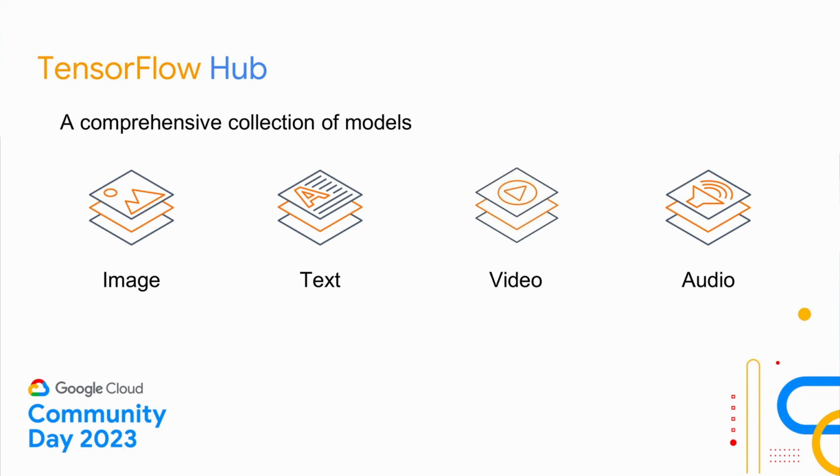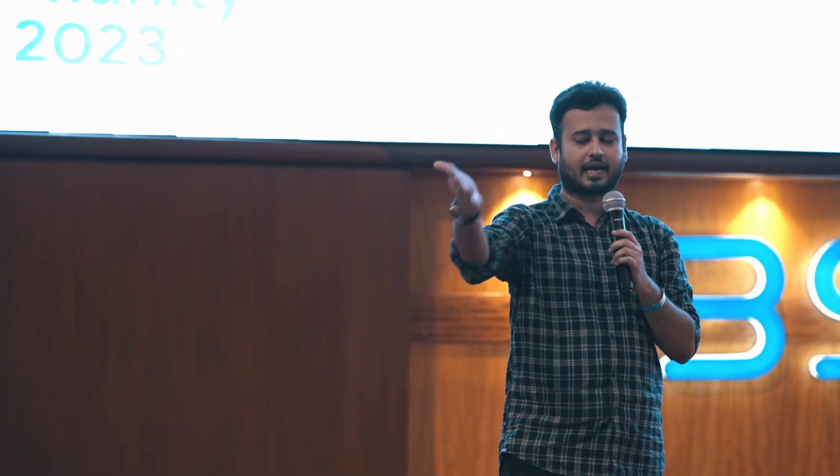You have models related to image. So in images, you will have something related to image classification, image segmentation, and, say, what else? Style transfer based models. So if you have an image which has a certain painting style, if you want to transfer it into your photograph, you will have models for that as well.